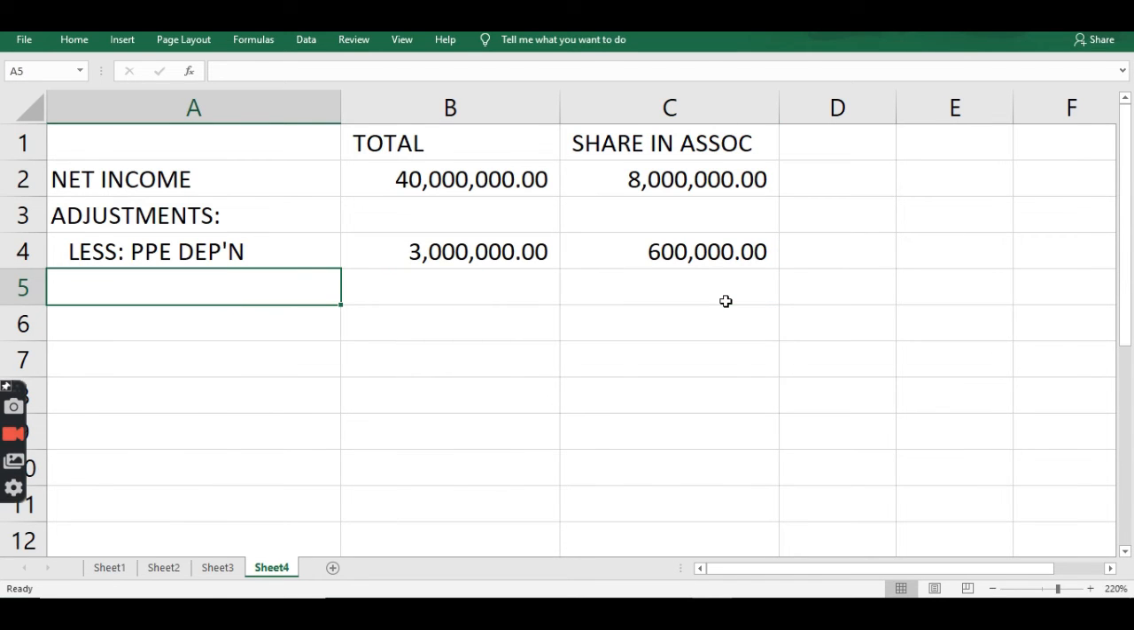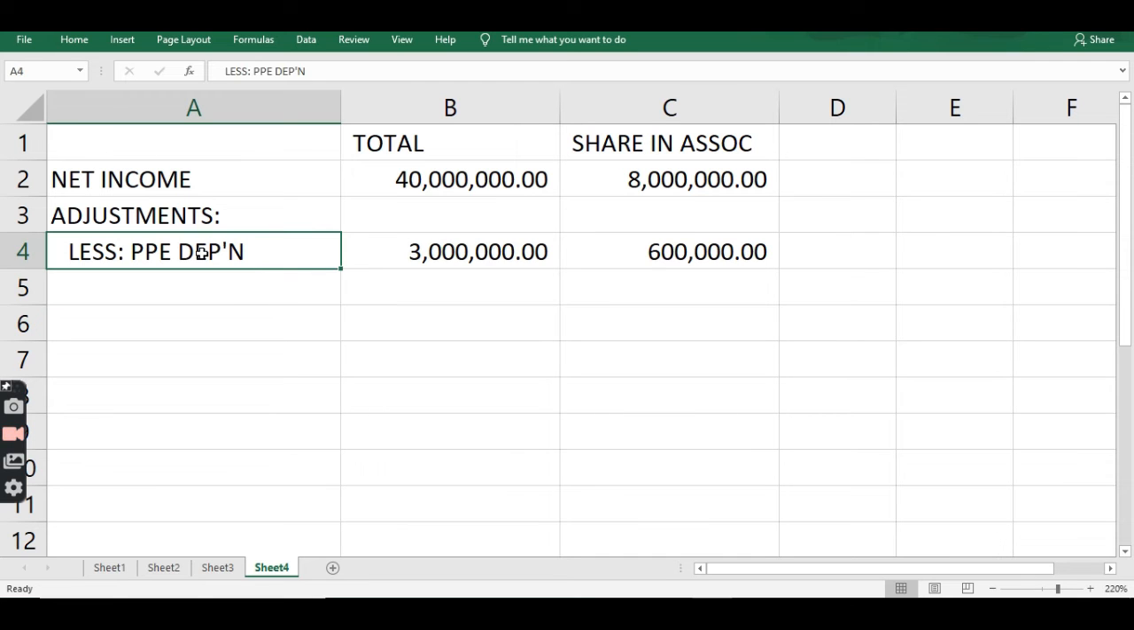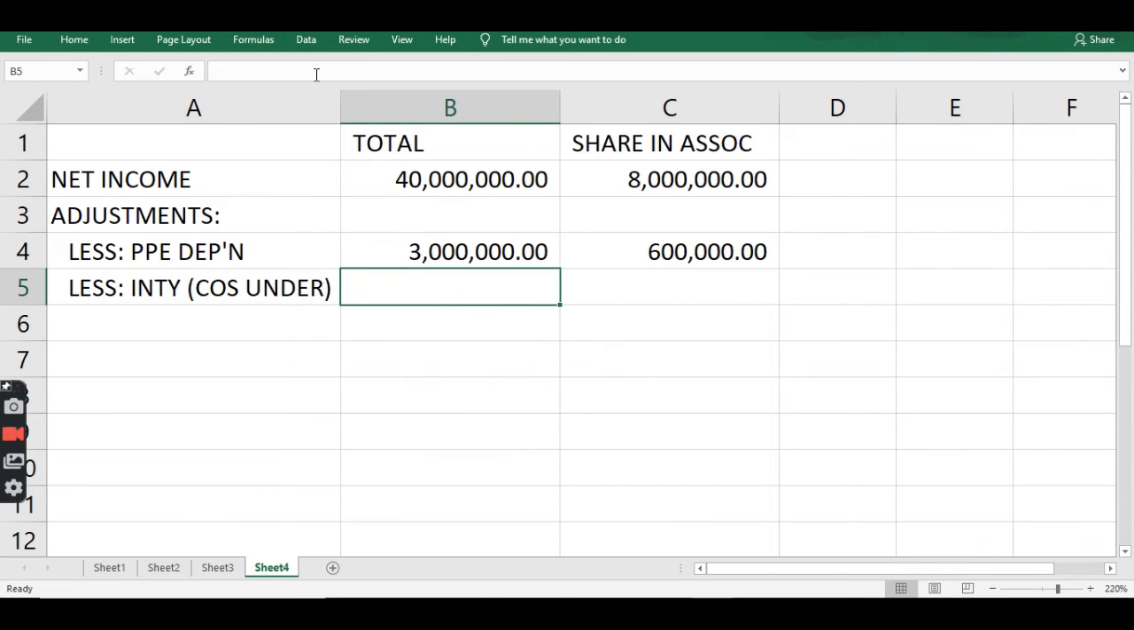Okay? Ano pa yung problema? 'Di ba sinabi, yung inventory daw ay understated ng 5 million. Okay, so kung understated ng 5 million yan, ibig sabihin kulang din yung cost of sales. Kung kulang yung cost of sales, sobra ang net income. So ibig sabihin, kailangan din natin gumawa pa ng isa dito, less naman yung sa inventory. Okay? Inventory, ang result nito will be yung cost of sales understatement. Okay? So magkano yon? Yung buo na, 5 million. Ang sa atin lang dito, kung 20% lang ang ownership natin, will be this one multiplied by 20%.